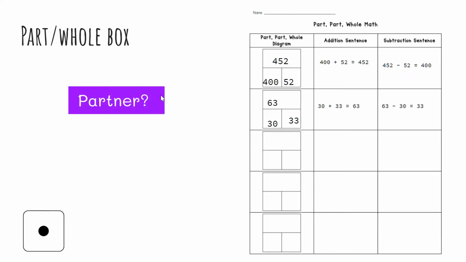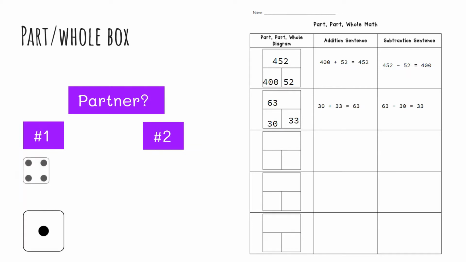Now, you can also do this game with a partner. How it works with a partner is you will have one player and your second player. The first player will roll a dice. So let's say they rolled a 4 and a 3. They are going to write the number 43 anywhere they like in the part and whole diagram. So partner 1 decides to write 43 in the whole part.